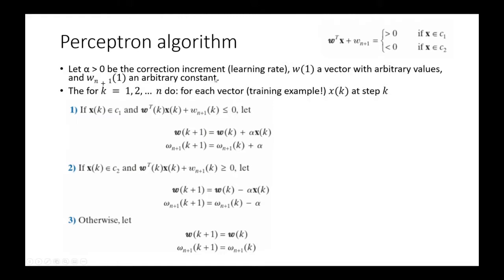So the algorithm is very simple. We have to assume a certain learning rate, that's alpha, a correction increment or learning rate, and we have to initiate the algorithm with a weight vector with arbitrary values. What we want to learn is exactly this weight vector and this bias term. But it's an iterative process, so we have to start with arbitrary values for these vectors and for the bias constant.